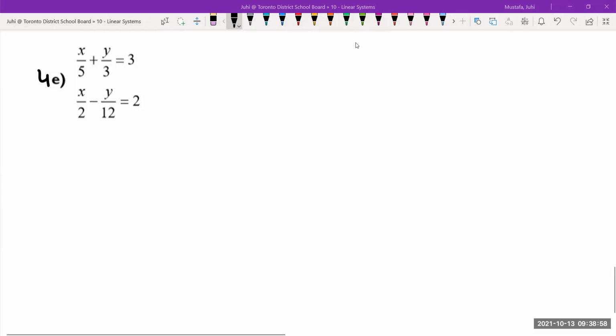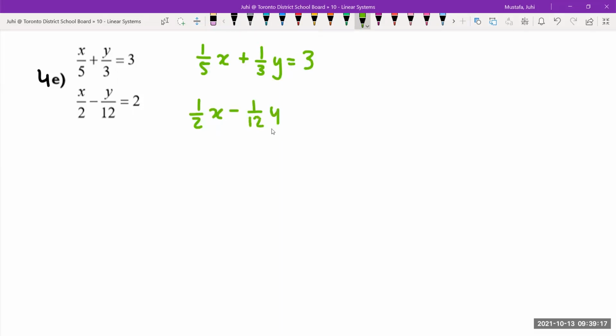So, I have a hard time seeing. There we go. So what I'm going to do to start is I'm just going to rewrite these equations. So this is like saying 1 over 5x plus 1 over 3y is equal to 3. And the second one is like saying 1 over 2x minus 1 over 12y is equal to 2. What did you guys use for the magic number for the first one? 15, yep.